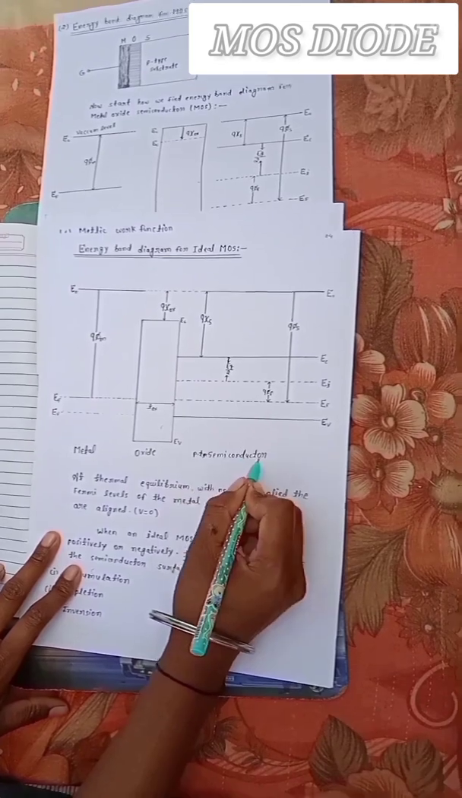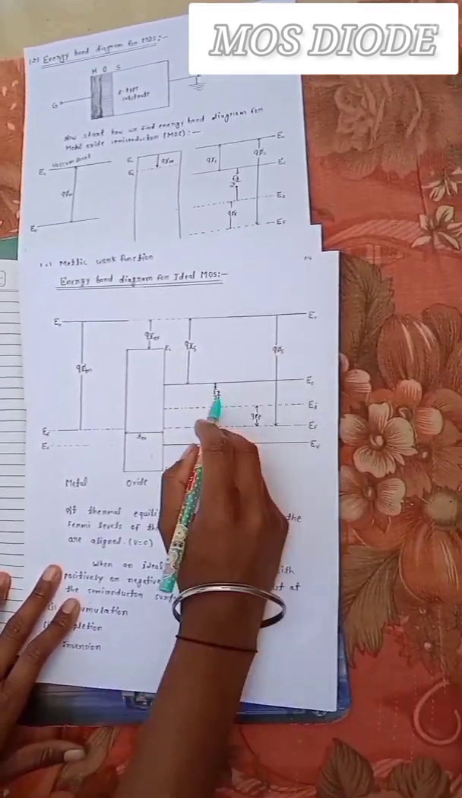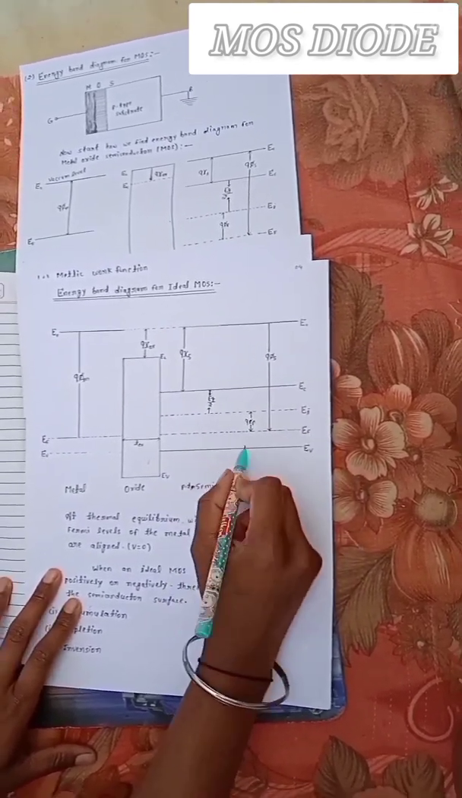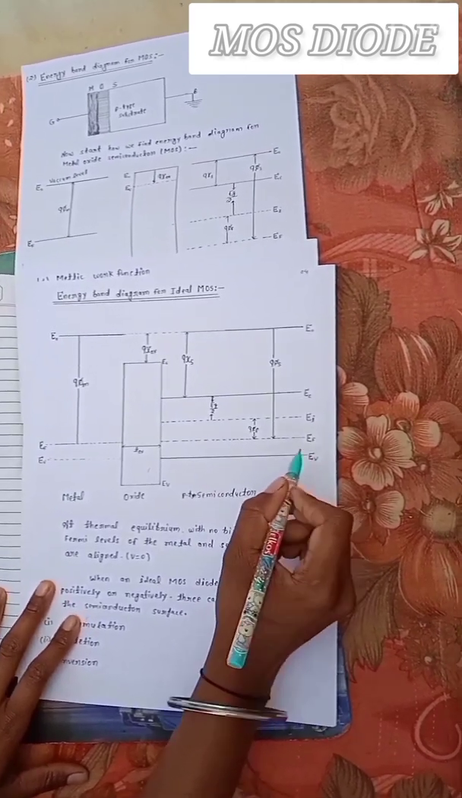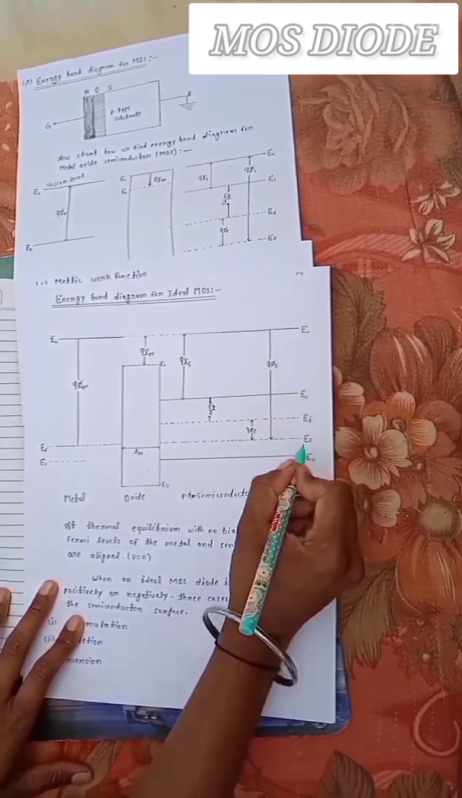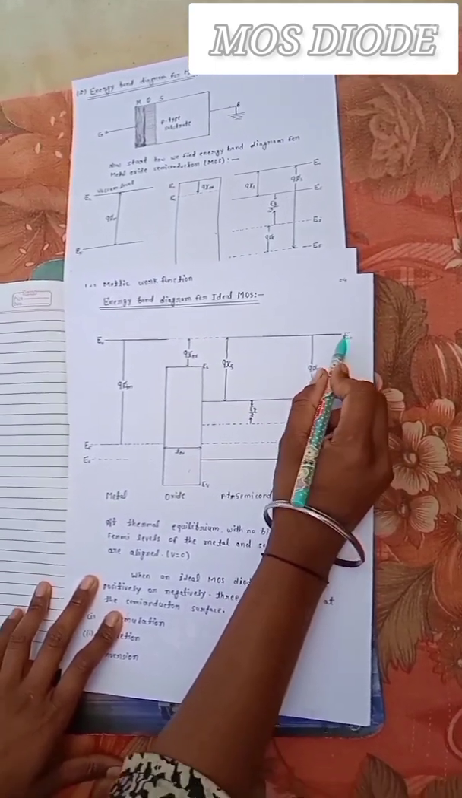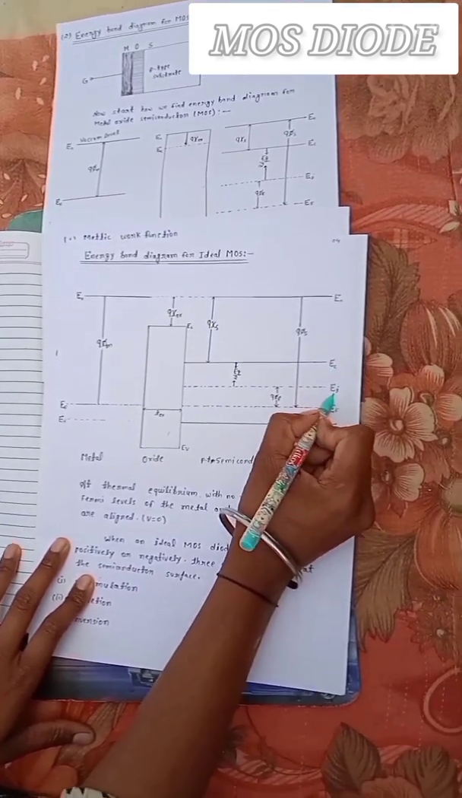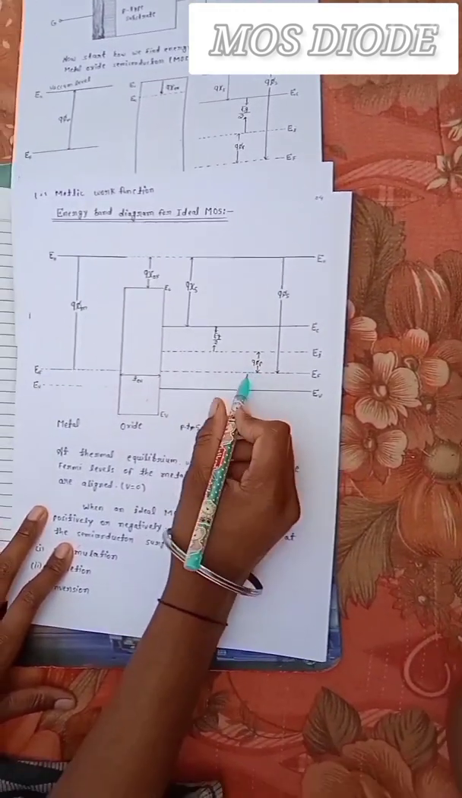And for the semiconductor, this is the vacuum level E naught, this is the conduction band EC, this is the intrinsic level EI, this is the Fermi level EF, and this is the valence band EV. The difference between E naught and EF is q phi s, called the semiconductor work function. The difference between E naught and EC is q chi s, plus the difference between EC and EI is EG by 2, and the difference between EI and EF is q phi f.